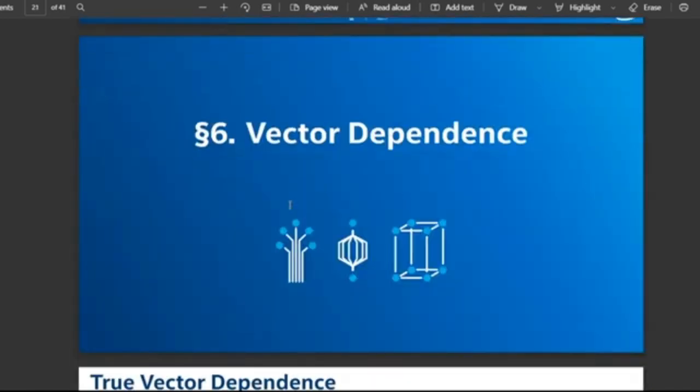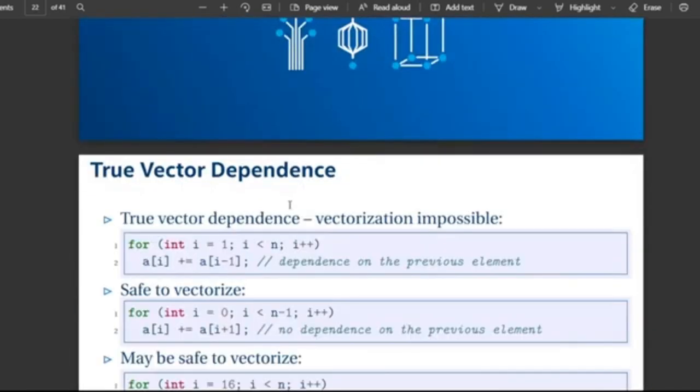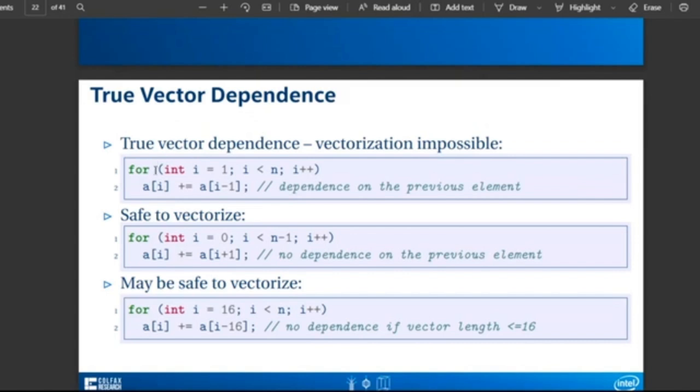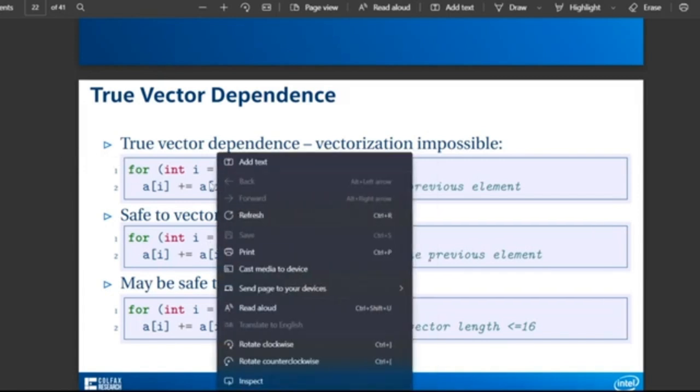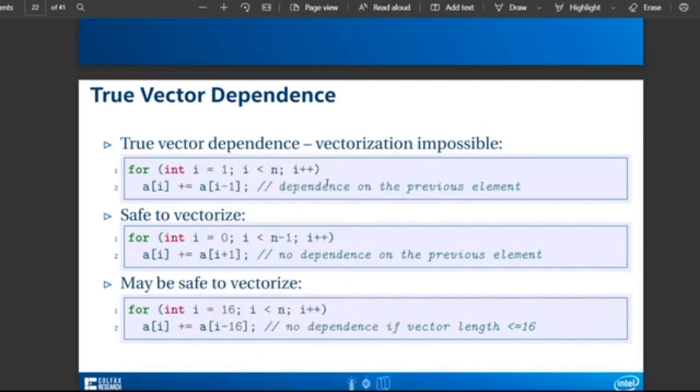So there's a lot of power here. This is a true vector dependence, so this is impossible to vectorize, because it's depending on the last value here. This is the dependence on the previous element. There is no dependence on the previous element in this one, so this is safe to vectorize. And this is an edge case at the bottom.